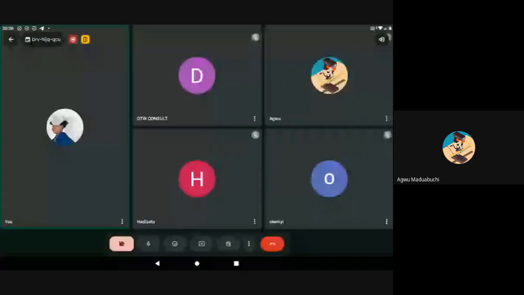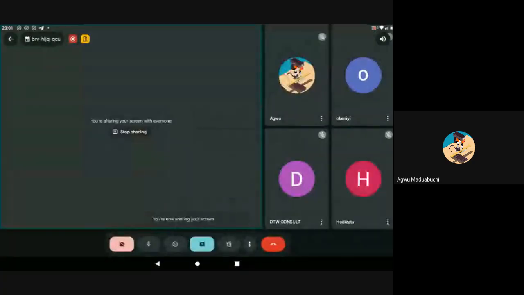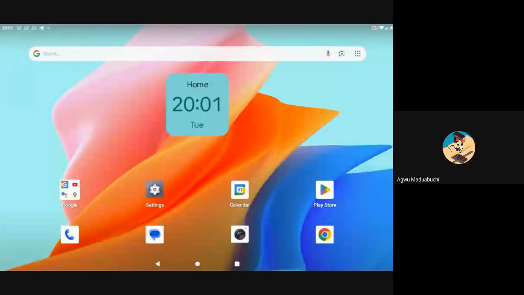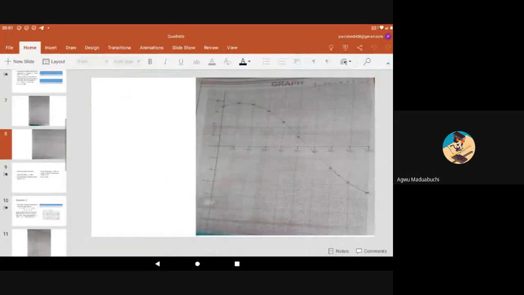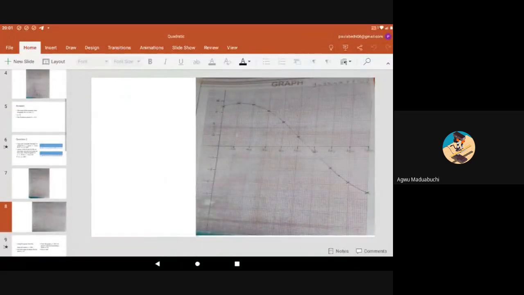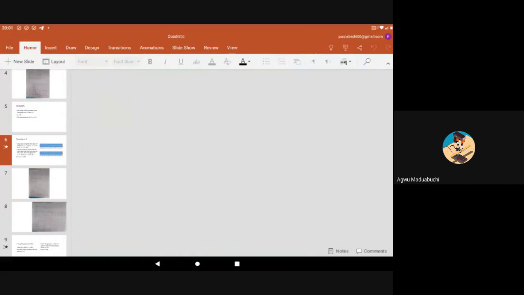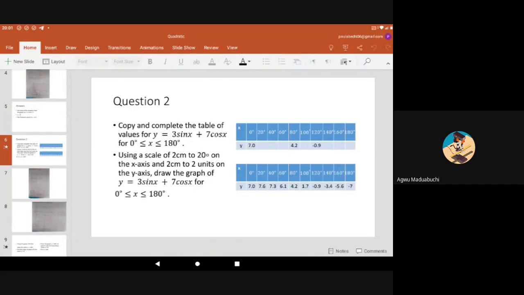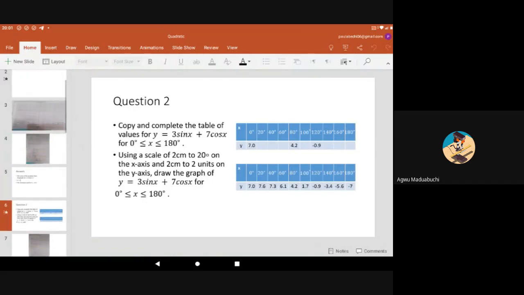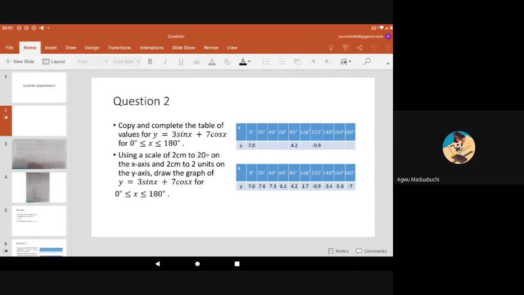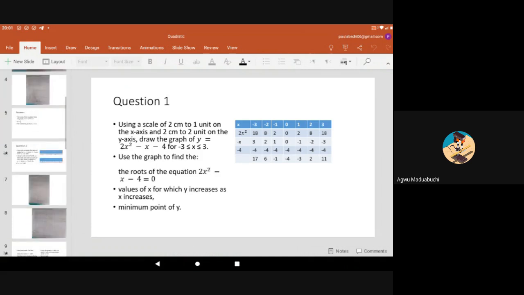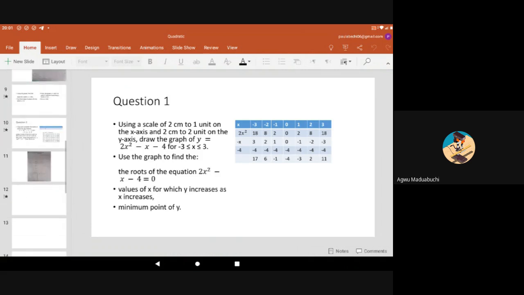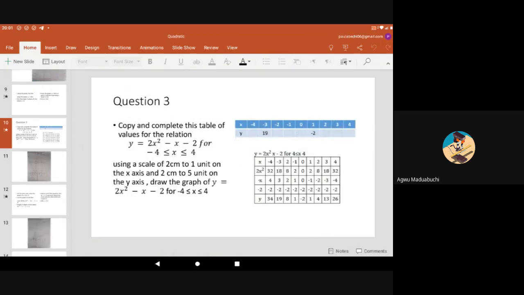So yesterday we plotted two graphs. Today we'll go ahead with more questions. We plotted the graph of the function y is equal to 3 sine x plus 7 cos x, and also the graph of 2x squared minus x minus 4. Like I said, they are exactly from the past questions. So we'll go on with question 3.